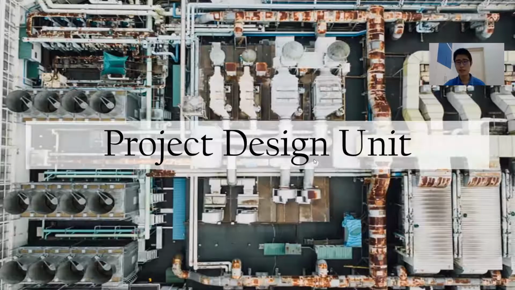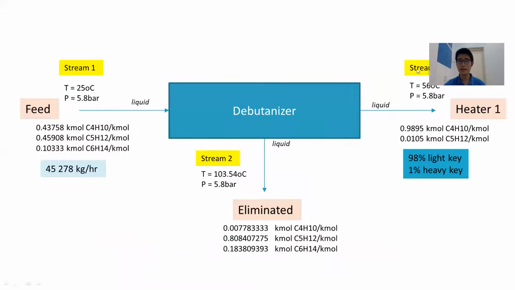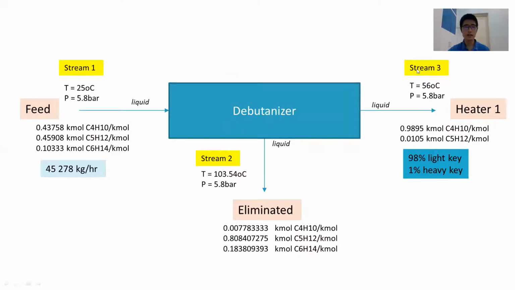So the project design units. First is the debutanizer. A debutanizer is a type of fractional distillation column used to separate butane from other naphtha components during the refining process. The separation is needed to optimize the substances that enter the furnace. After the debutanizer, we need to increase the temperature by using a heater. As you can see here, the streams entering are naphtha components including butane, pentane, and hexane. What we need is just butane.